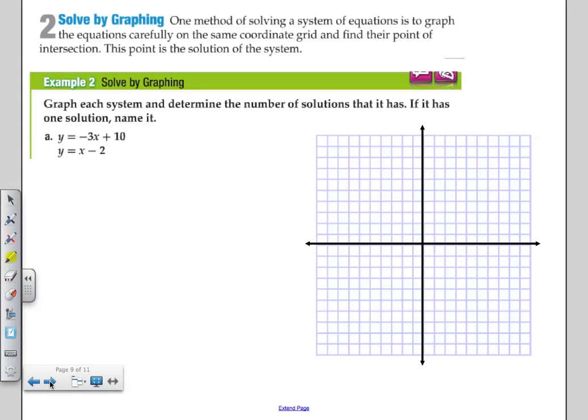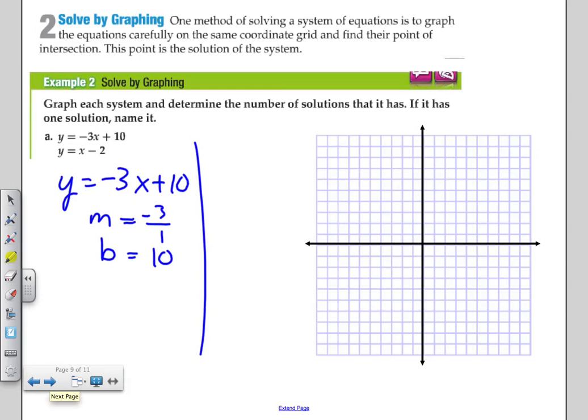We have y equals negative 3x plus 10. So that means m, the slope, equals negative 3 over 1, and b equals 10. And for our other one, y equals x minus 2, our slope is 1, and our b is negative 2, all right? So let's first graph this one. Let me move this guy out of our way.